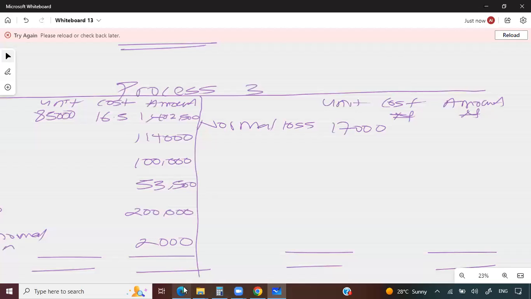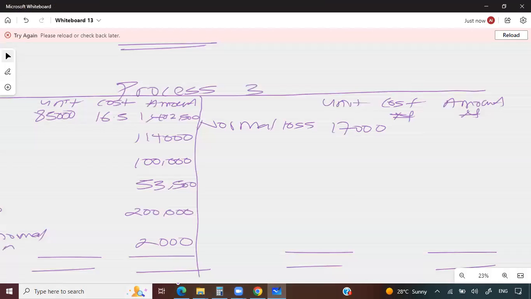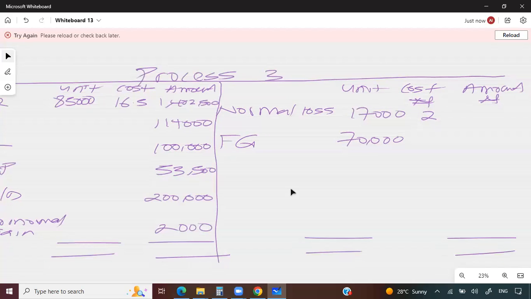Can we sell it as well? Yes, we can. At what? 2 naira per unit. Scrap value of losses at 2 naira per unit. At least I can write FG now. Finished goods now is 70. Then we need to determine the price.